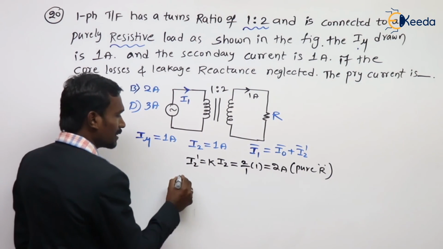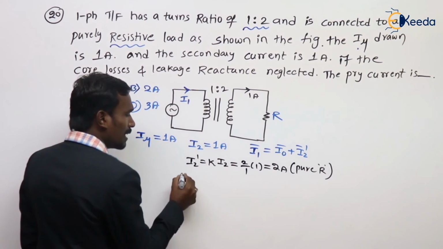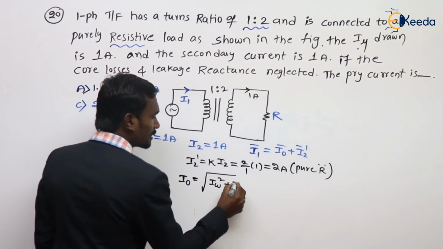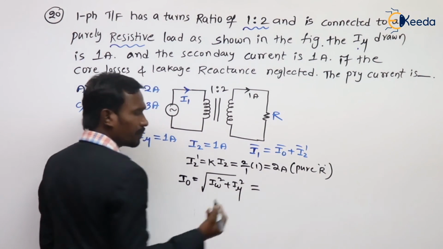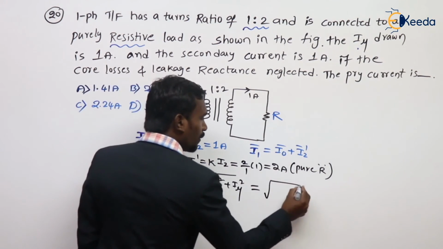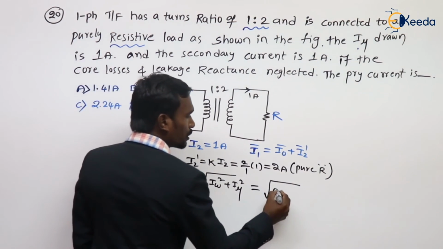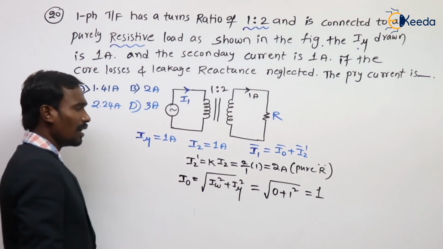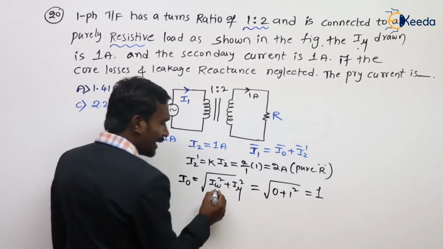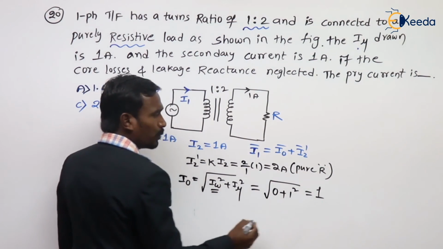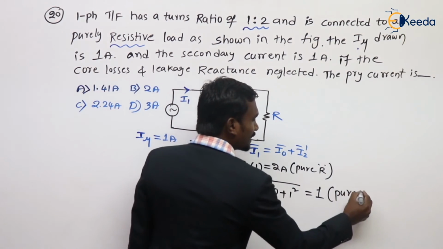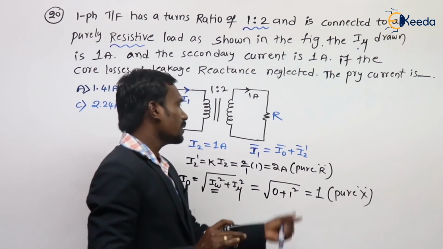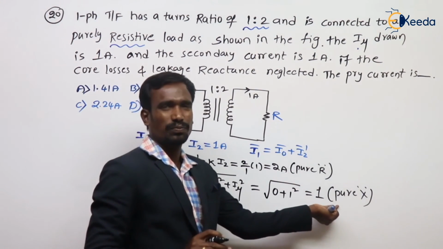Next I want I naught. I naught is equal to square root of IW square plus I mu square, but there is no IW value. We have only I mu. So 0 plus 1 square, that is equal to 1 only. I naught: here IW is 0, we have only I mu, nothing but this is pure reactive. The resistive component is 0.